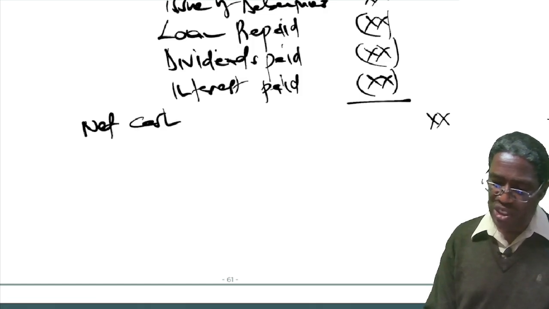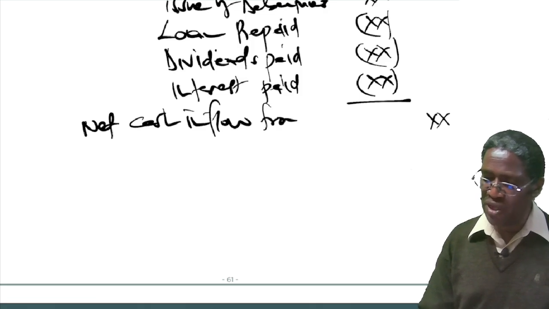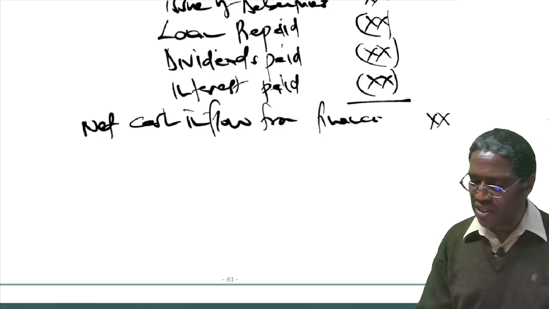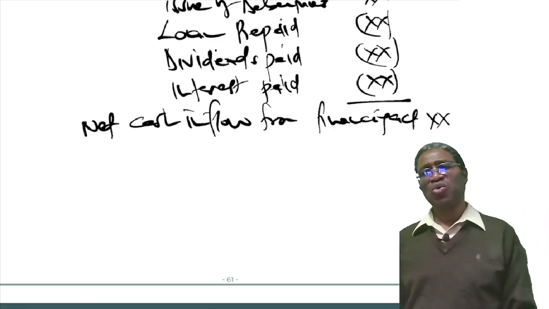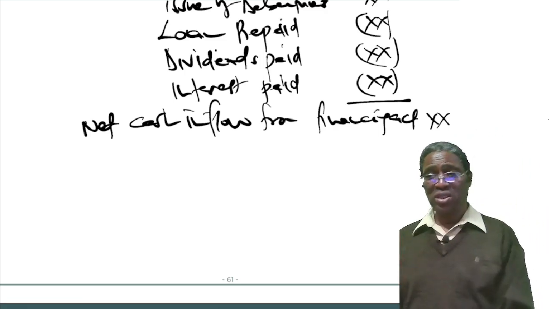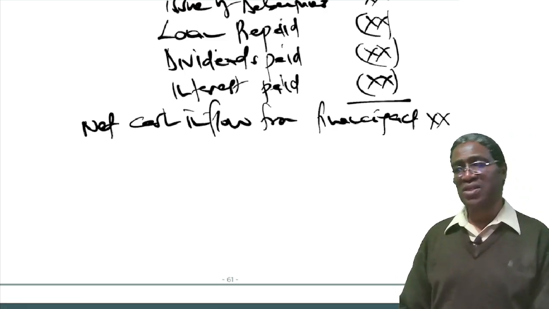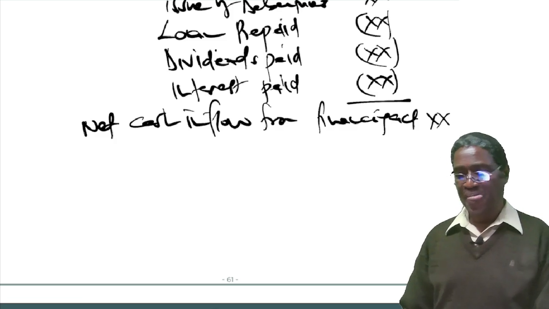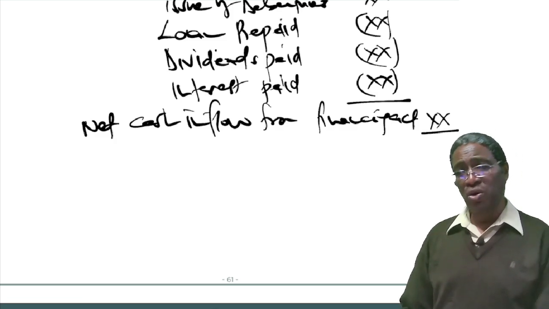So if it's a positive, you call it net cash inflow from financing activities. Of course, if it's a negative, you call it net cash outflow. Now that it's a positive, you call it net cash inflow from financing activities. Good. Then you get the net of all of them.